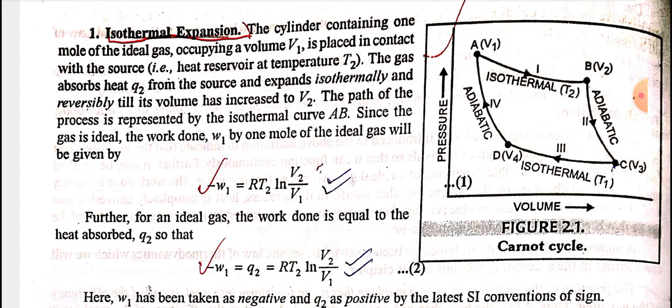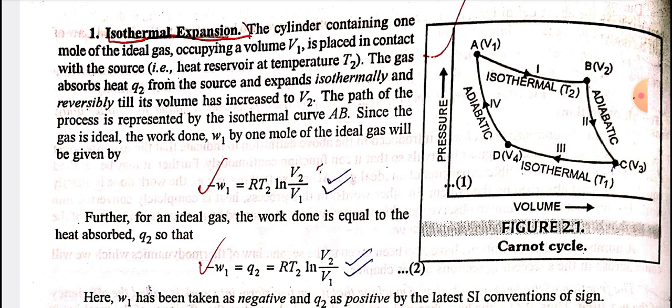The cylinder containing 1 mole of the ideal gas occupying a volume V1 is placed in contact with the source heat reservoir at a temperature T2. This is the process of isothermal expansion. The gas absorbs heat Q2 from the source and expands isothermally and reversibly till its volume has increased to V2. Path of the process is represented by the isothermal curve AB.